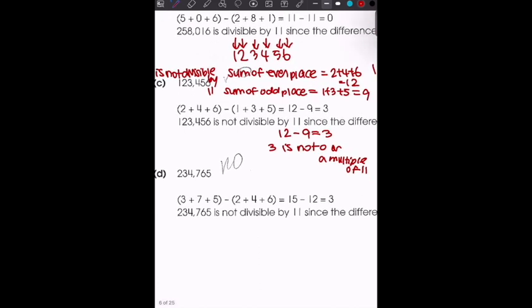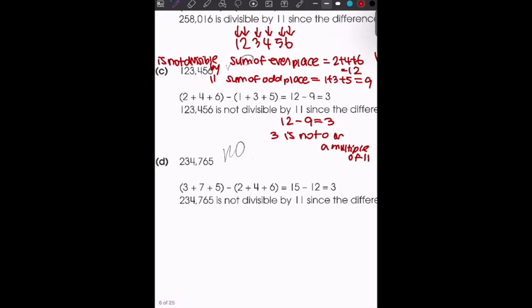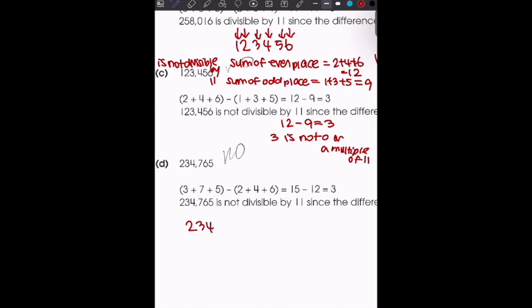Now let's take a look at 234,765. So the sum of the digits in the even place is going to be 3 plus 7 plus 5. That is going to be 15.